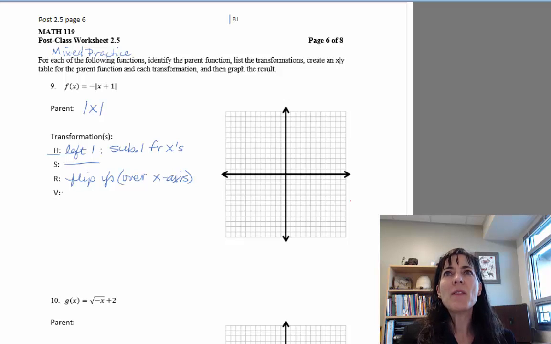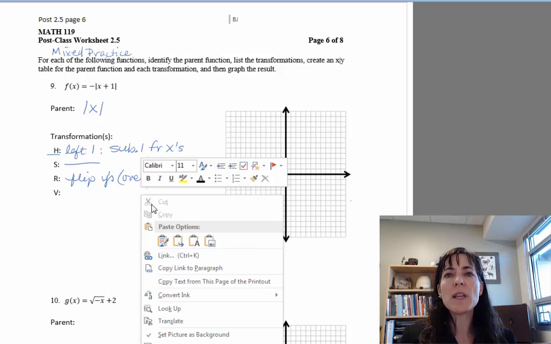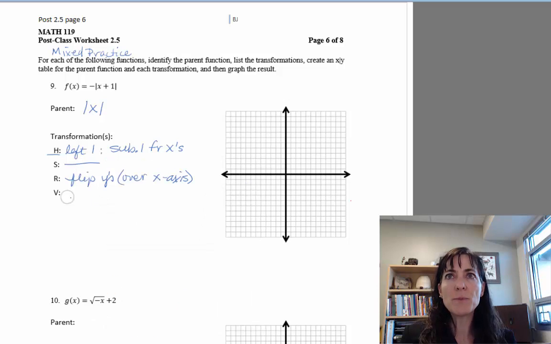Okay, and then the V is for vertical, so it's moving up or down, and those are happening to the y's, and it's being added or subtracted outside the parent function part. And so I don't see anything outside the parent function part, because it would be over here, like +5 or something along those lines, but I don't have anything like that, so I'll just put a dash here to indicate I don't have a vertical shift.